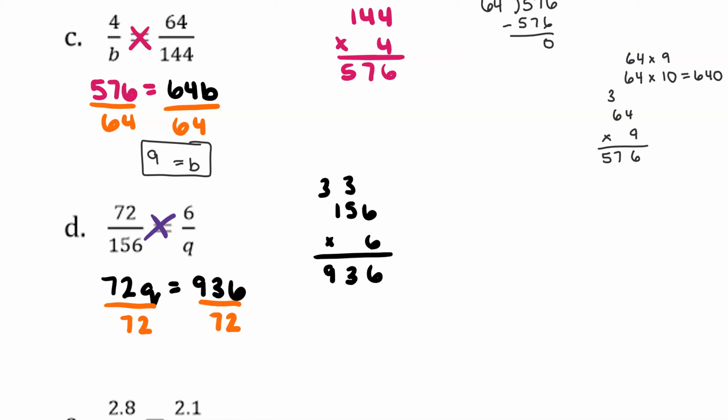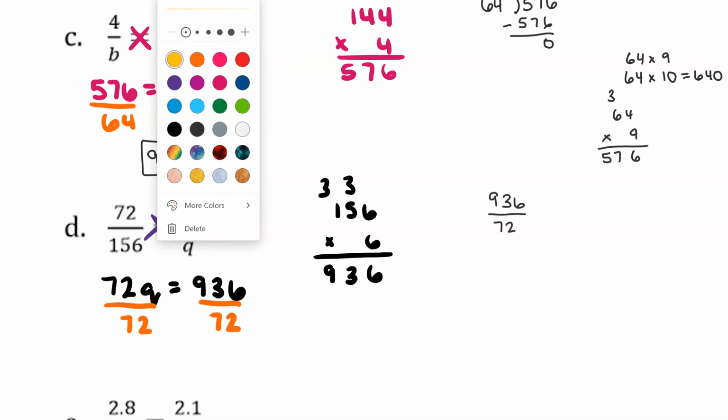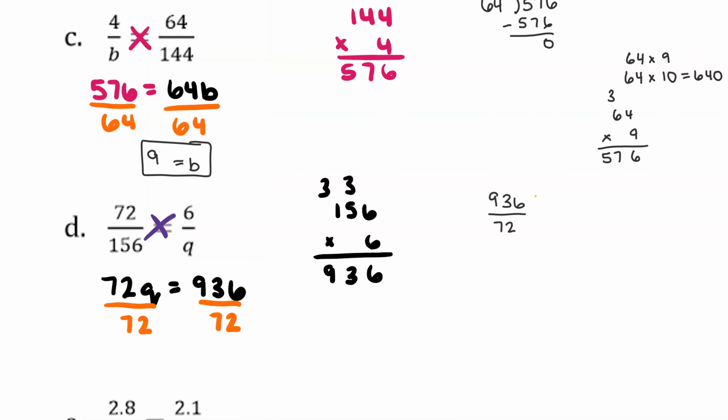Now, because these numbers are kind of large, why don't we treat this like we would treat a fraction and simplify it? Because that will also work. So this is kind of a different strategy. 936 divided by 72. Well, those are definitely both even, so let's divide them both by 2.